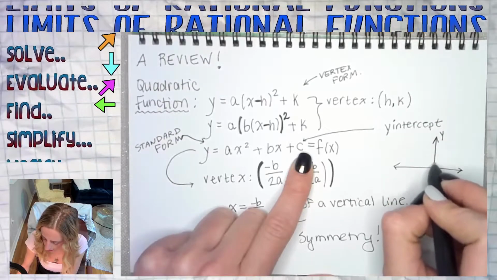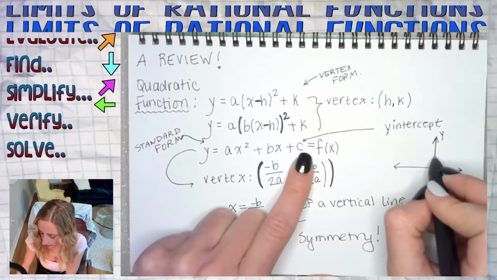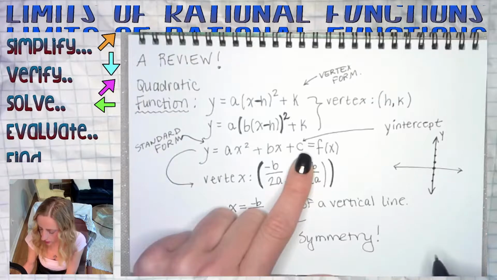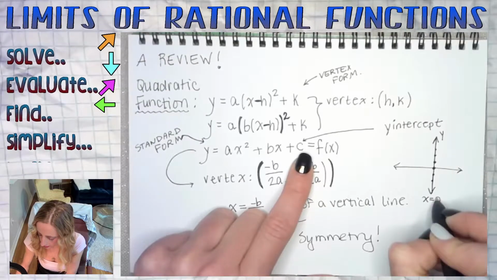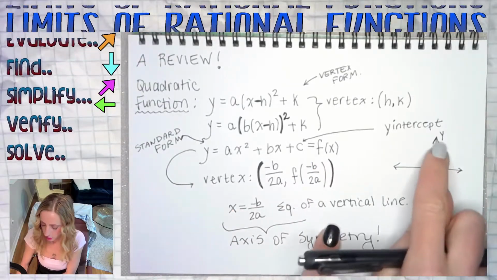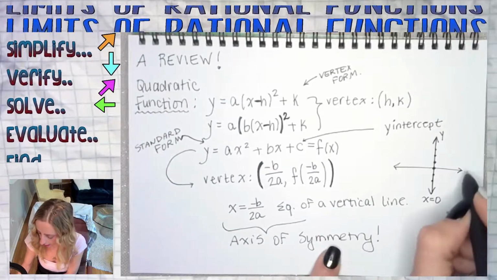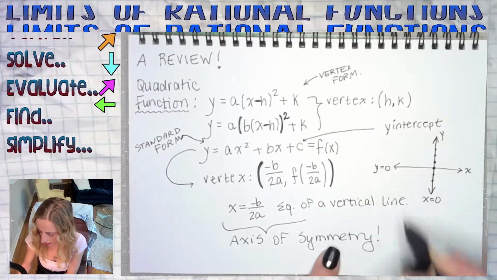0, 0. Go carefully because this is where we make mistakes. 0, 1, 0, 2, 0, 3, 0, negative 1, 0, negative 2. Well, what do they all have in common? They all have x equal to 0. Remember, x equals a number is a vertical line. So the equation of the y-axis is x equals 0. Similarly, the equation of the x-axis would be y equals 0.